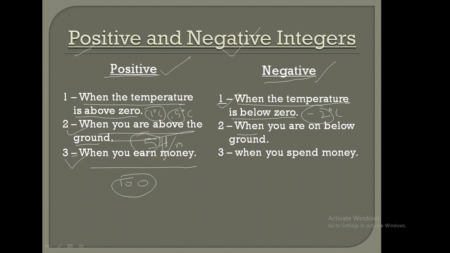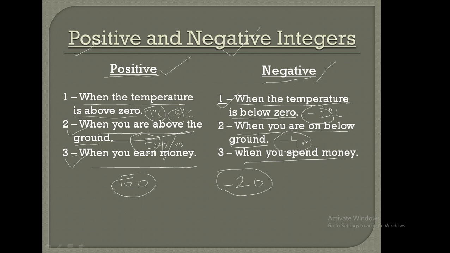When you are below ground, 5 meters below ground, 4 meters below ground, we write 4 meters below ground as minus 4. So this minus 4 is a negative integer. When you spend money, suppose you spend 20 rupees, we can write this 20 rupees in the form of minus 20. So this is a negative integer.